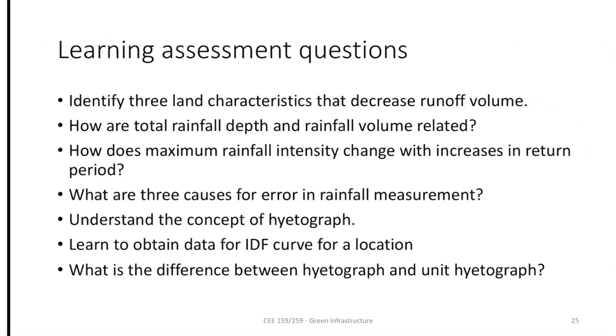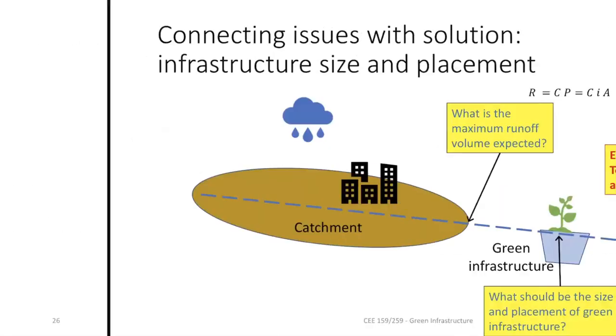So these are the learning assessment questions, something that you should be able to answer. You should be able to identify three land characteristics that decrease runoff. As I said, impervious surface, and anything that can change the amount of rainfall that leaves the system. Now, these are all things you discussed, but let's get to the runoff.